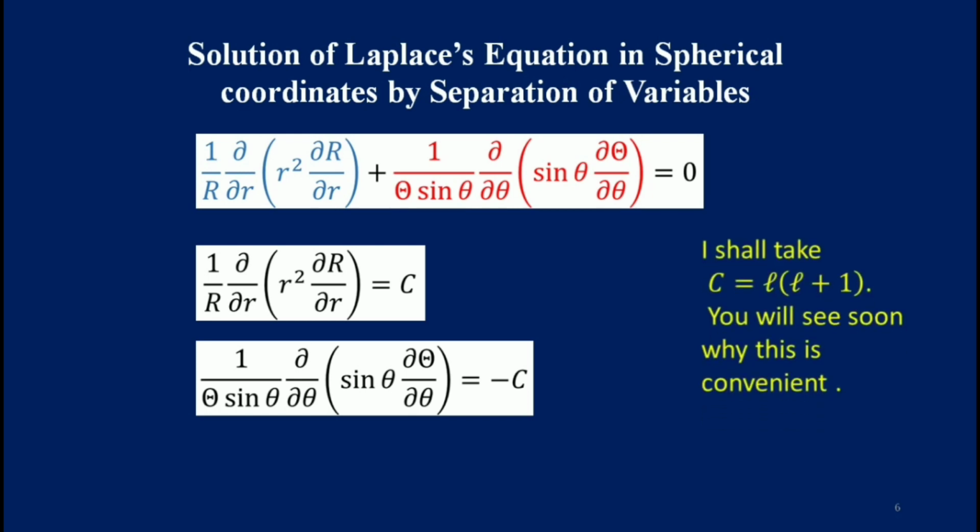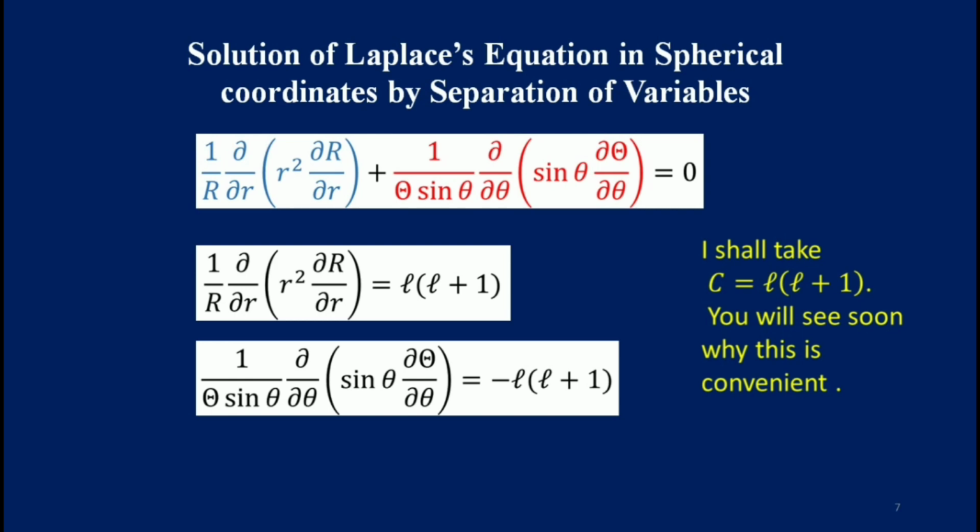Okay, so we will equate C equal to l times l plus 1. You will see why this is convenient. So I equate 1 upon R, derivative of r squared dR/dr, to l times l plus 1, and the other term, which is negative C, is written as negative l times l plus 1.